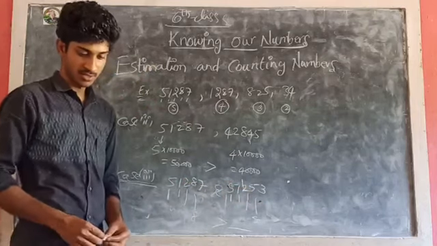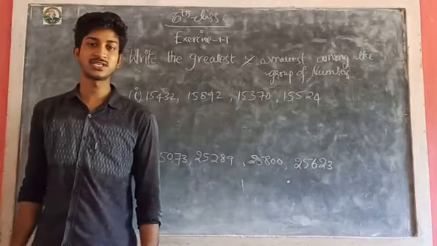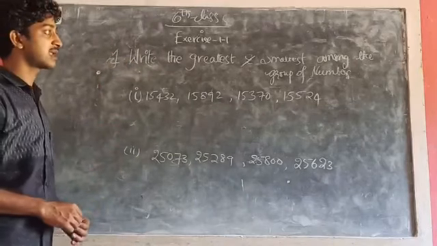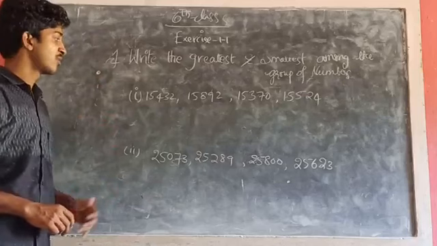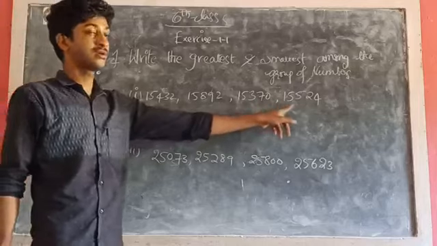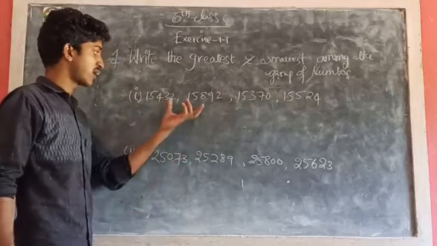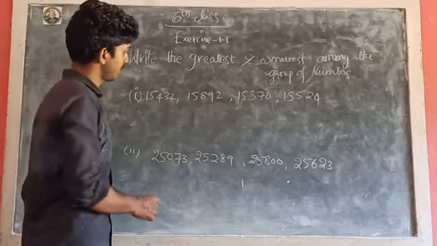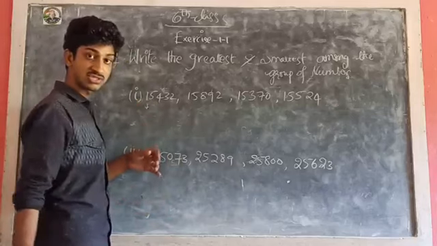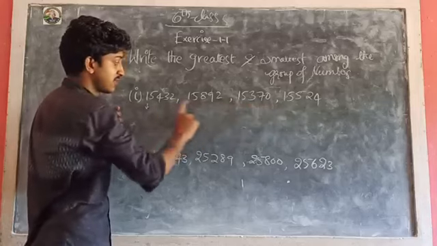Okay, children, let's start Exercise 1.1. The first problem in Exercise 1.1 is to write the greatest and smallest among the group of numbers. First of all, we have to compare the numbers. In this series, the 10,000 place is common, the same for all the numbers in the series.